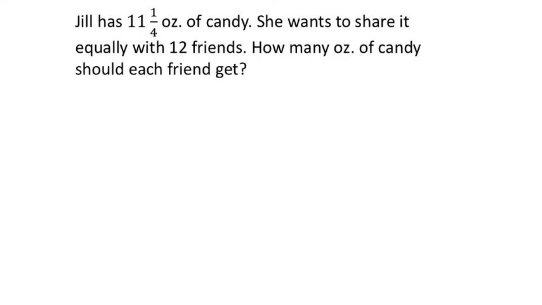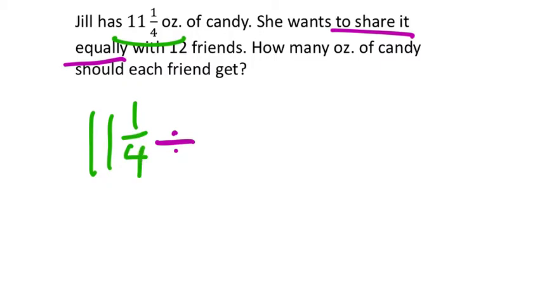So, again, just to identify the operation on this one, she's going to share it equally, which indicates we are using division. So we do need to know how much she starts with, and that's this 11 1/4 ounces of candy. Okay? What's she dividing it by? Well, 12 friends. So, by the way, that means either she's one of the 12 friends or she's just giving it away to all 12 friends. It shouldn't be 13 for any reason at this point, okay? So how many ounces of candy should each friend get? This should tell us 11 1/4.